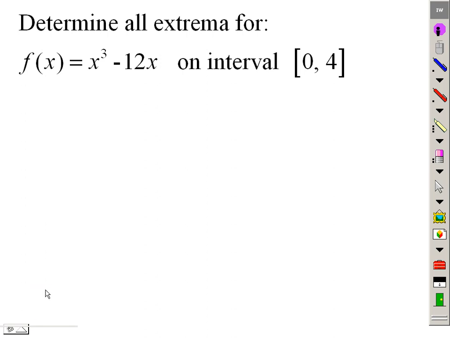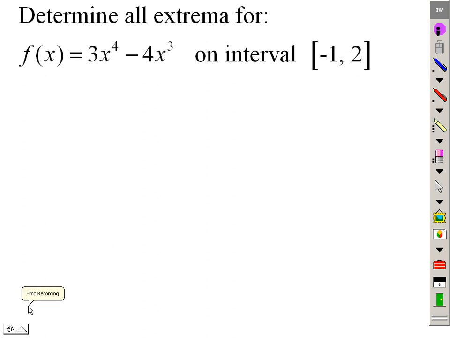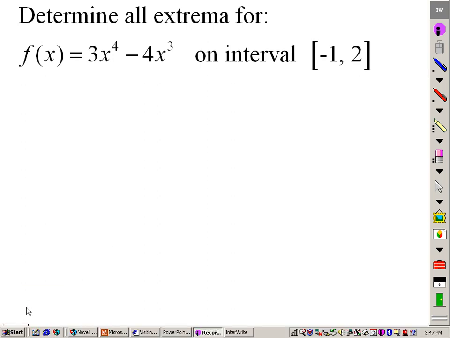All right. Now, you guys know how to do some of these. I'm going to give you a problem to look at, and I want you to see if you can do it. This is the problem, 3x to the 4th minus 4x cubed on the interval from negative 1 to 2. I want you guys to see if you can come up with the extrema for this. So, good luck.